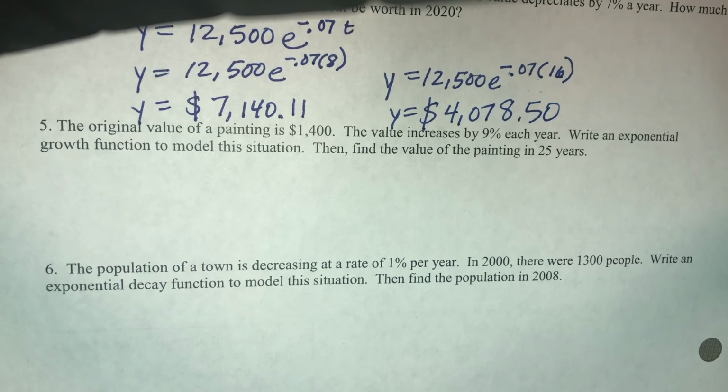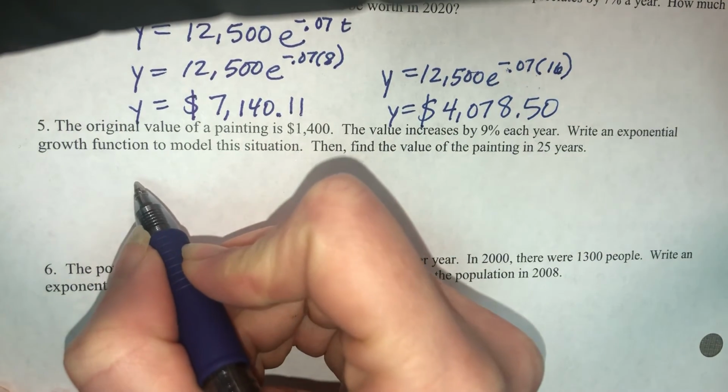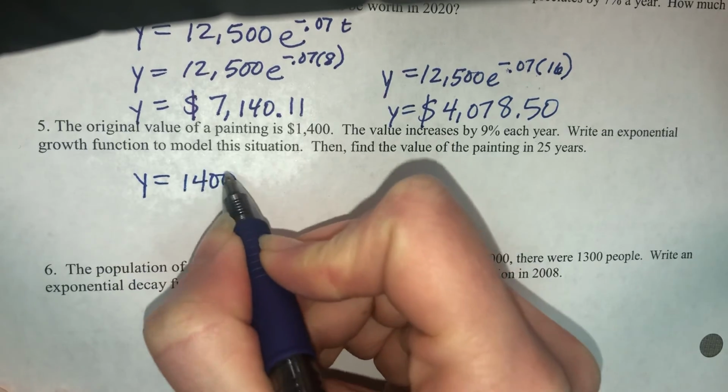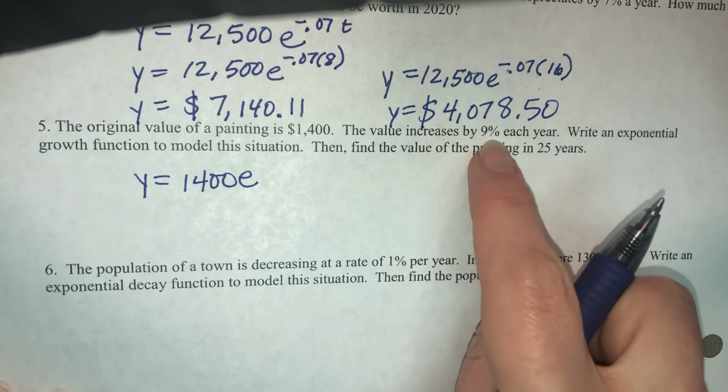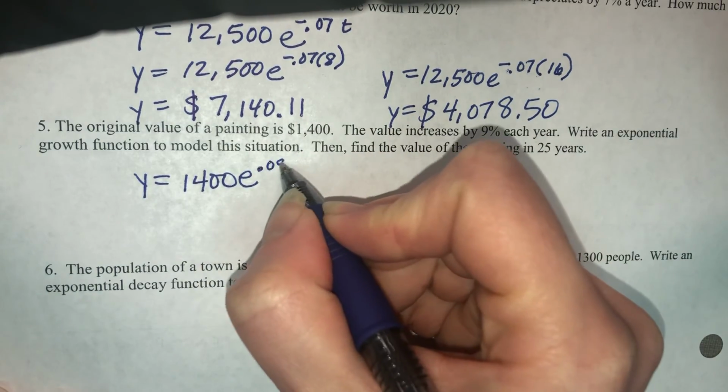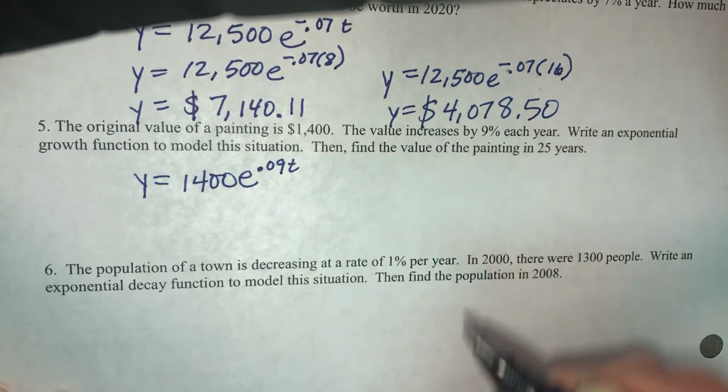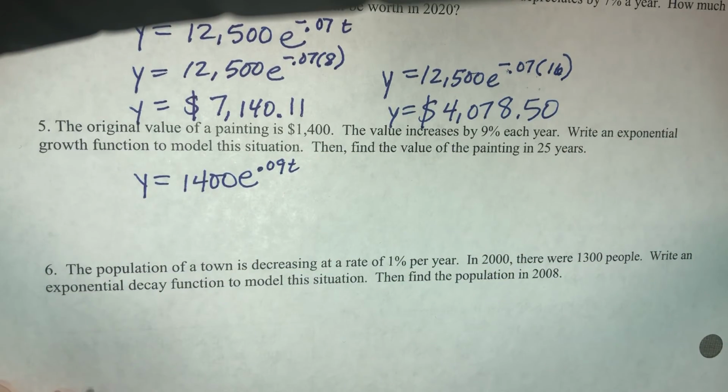All right, number 5. The original value of a painting is $1,400. The value increases by 9% each year. Write an exponential growth function to model this situation, then find the value of the painting in 25 years. So, the initial value is 1,400 times e to the power of, we need our rate, it's increasing by 9%, so that's going to be 0.09, and then times t. There's the exponential growth model that models the situation.